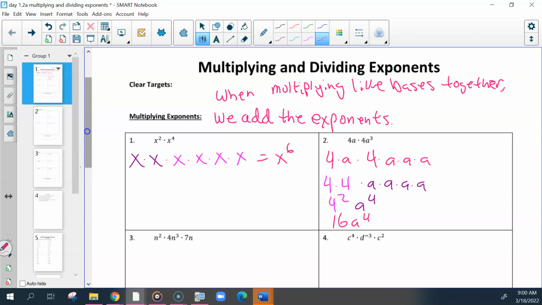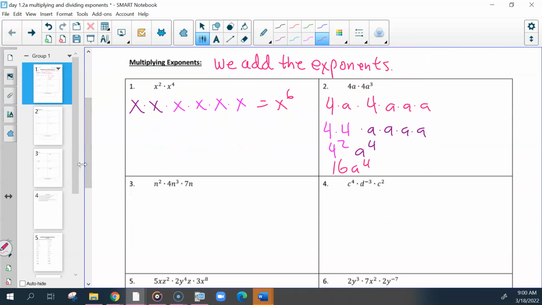Wait, so it's not about the variable being the same, it's about the number being the same? Both. Whatever the base is, it has to be the same. The base is the number. The base could be the number or the variable. So all of these things are not together. 4 and a are separate. 4 and a is its own separate bases. Each has its own base, because each has an exponent of 1.